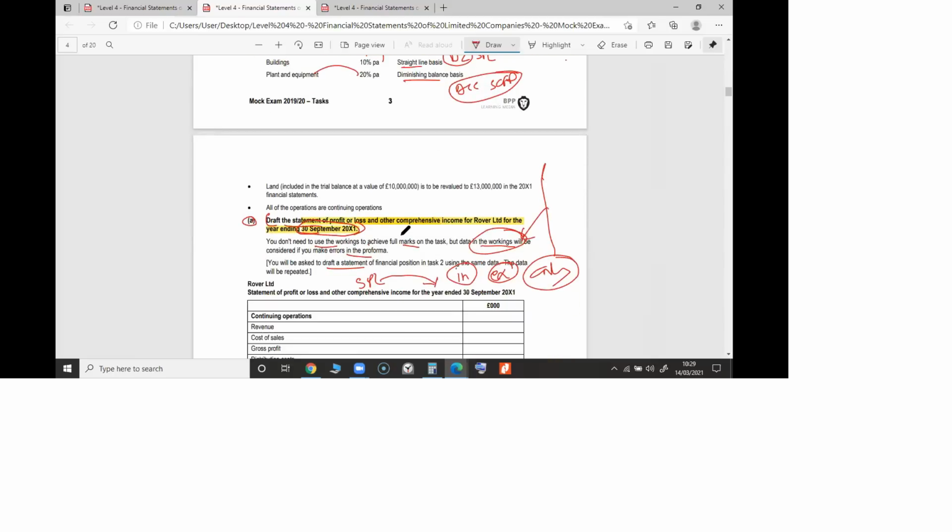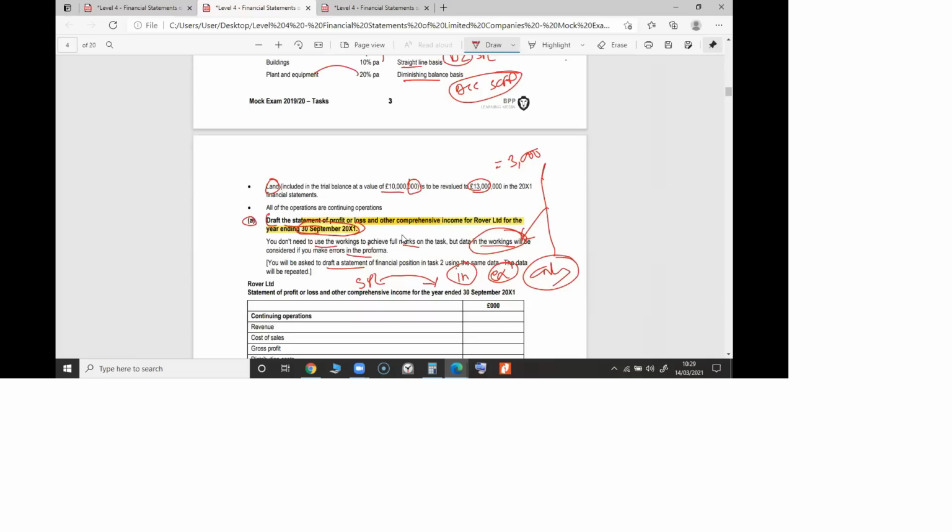Land. Remember, land does not have any depreciation, rather there could be appreciation. Included in the trial balance value is 10,000. As I said, 30 I'm going to ignore. Land is 10,000. It's to be revalued to 13,000. Wow. So 3,000 revaluation gain or loss? Tell me. 3,000 revaluation? Write to me. Yeah, I got only one answer. Waiting for more.